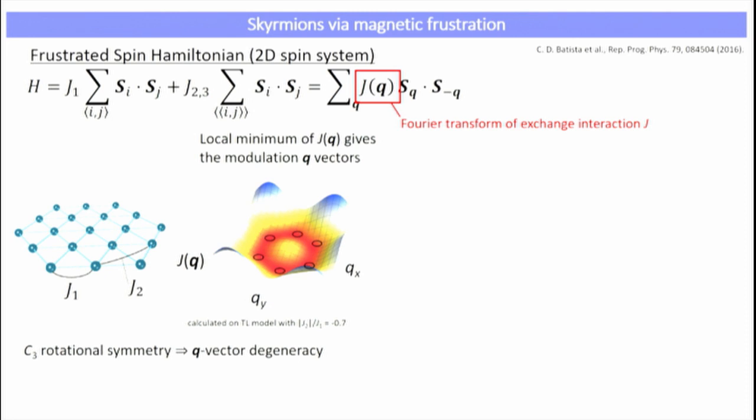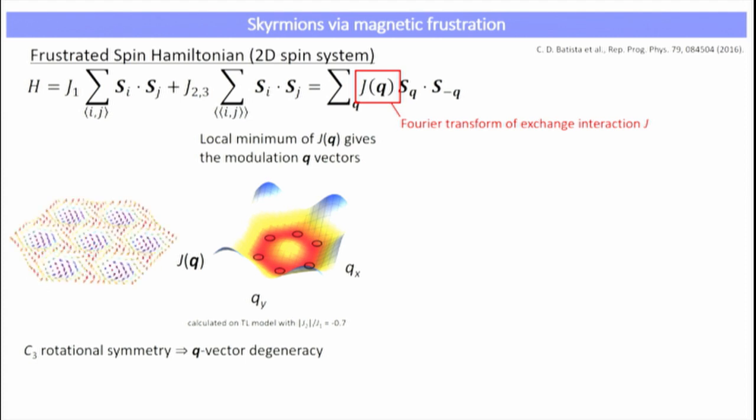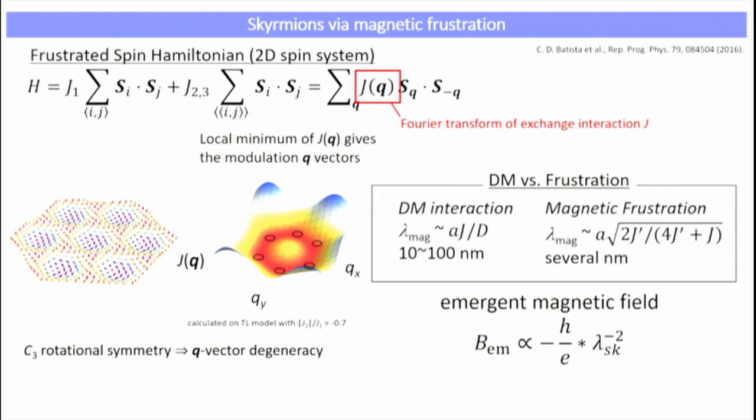So this means that the 3 different Q vectors are degenerate and have the same energy for 3 magnetic modulations. So this supports the formation of the spin structure from the superposition of the 3 Q vectors, which eventually becomes the Skyrmions.